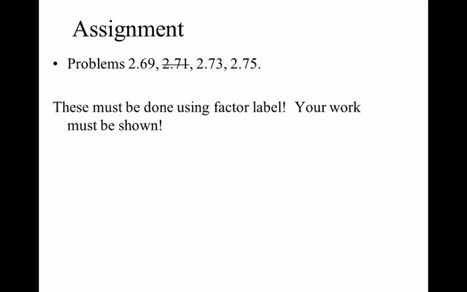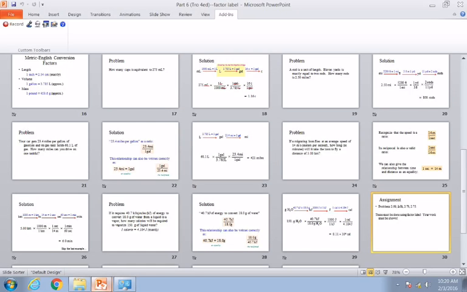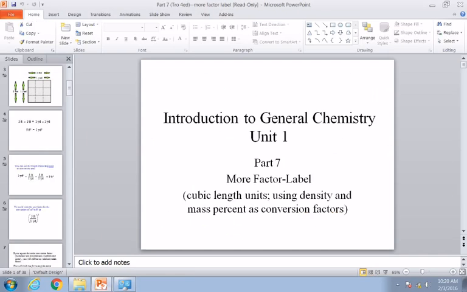You guys handed this in. So let's take a look at the title of the next set. I think it's more factor labeled. Like, really? I don't need more factor labeled.